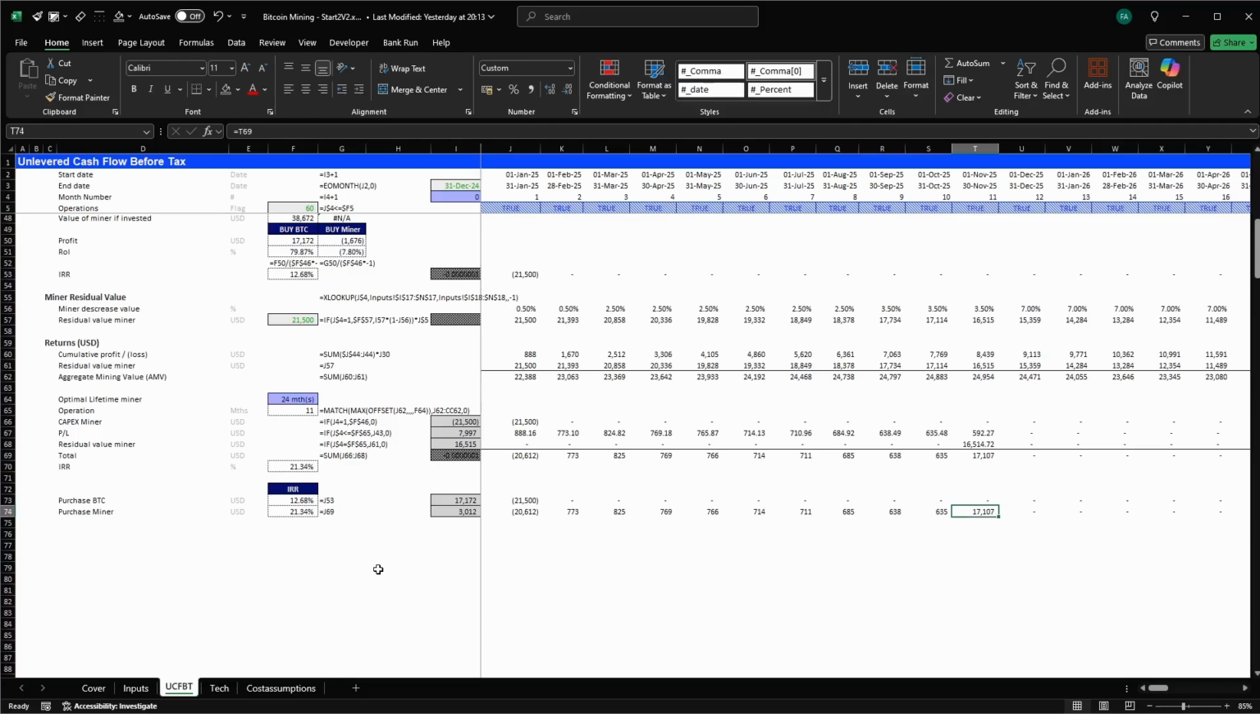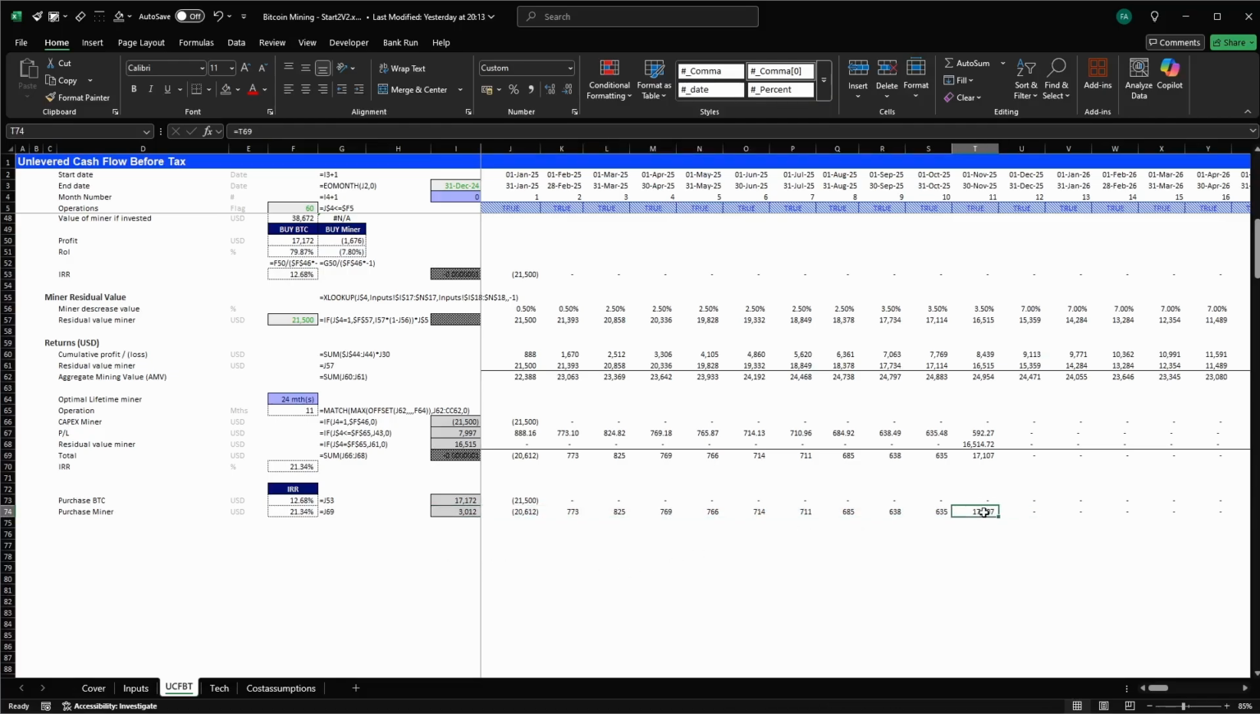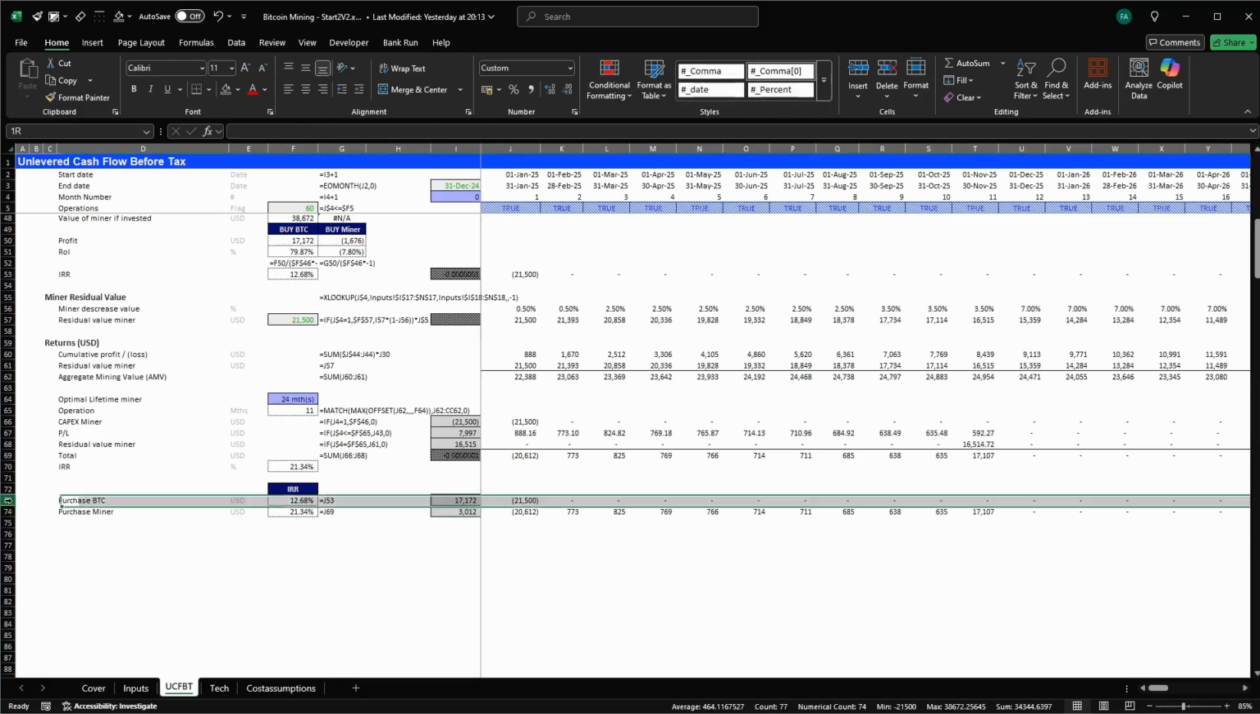Or you can assume that you're able to reinvest the cash you're getting back on month 11 in a new miner, and you would be able to increase your cash flow. The interesting thing is that if you were able to reinvest and purchase the miner up to month 60, you would still get the same IRR, considering the same assumptions, but you would be able to increase your cash flow.